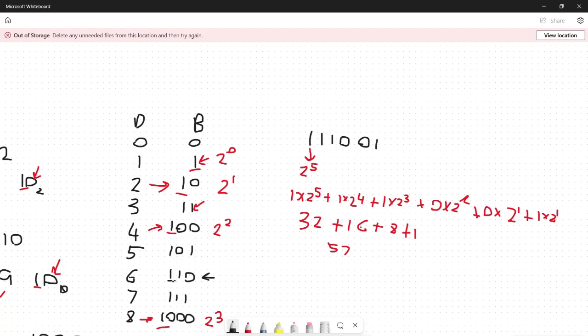That 1 there comes from 4, which is 2 to the 2. That 1 there comes from 2. And this value here comes from 0. That's 0. 4 plus 2 plus 0 gives us 6.